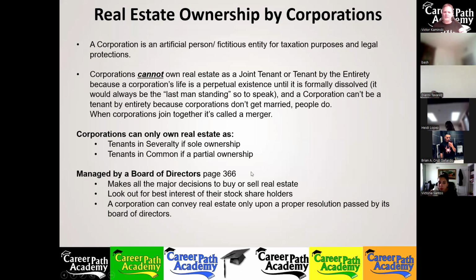So the job of the board of directors is to look out for the best interests of the company's shareholders, its investors, right? You're not going to get people to invest in your corporation if they know that you're pissing away their money. So a corporation can convey real estate only upon a resolution passed by the board of directors. And I believe that's going to be an exam question too, but we'll get to that on page 366.